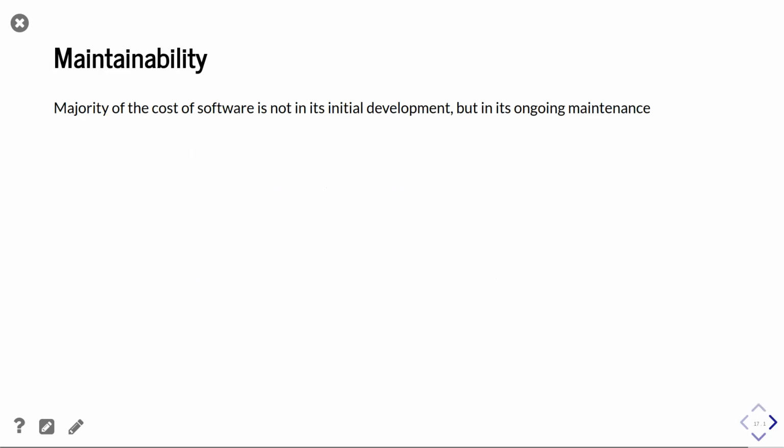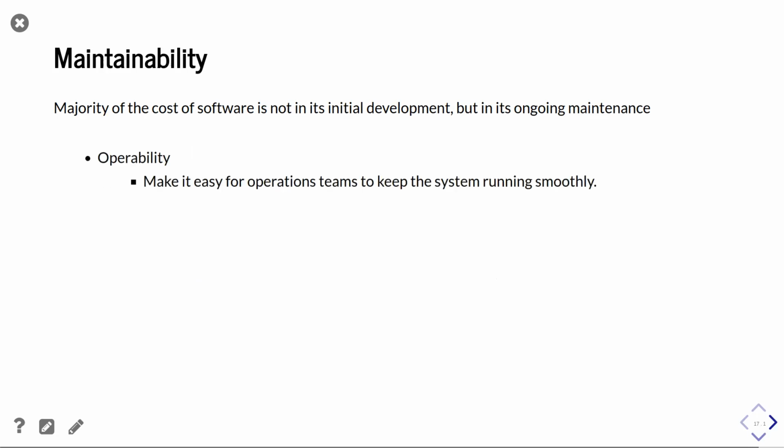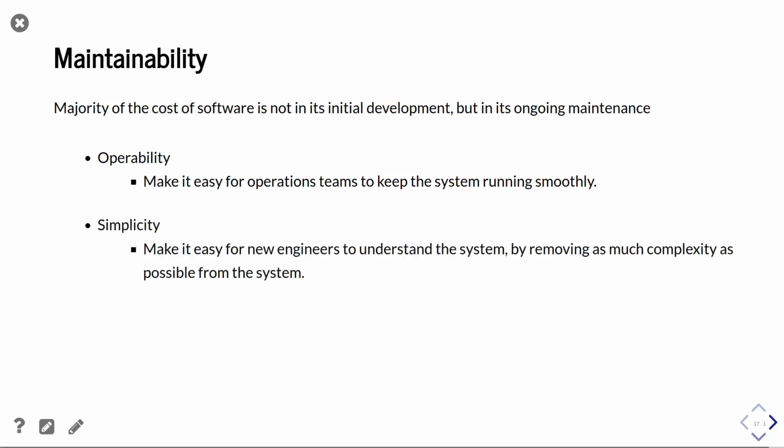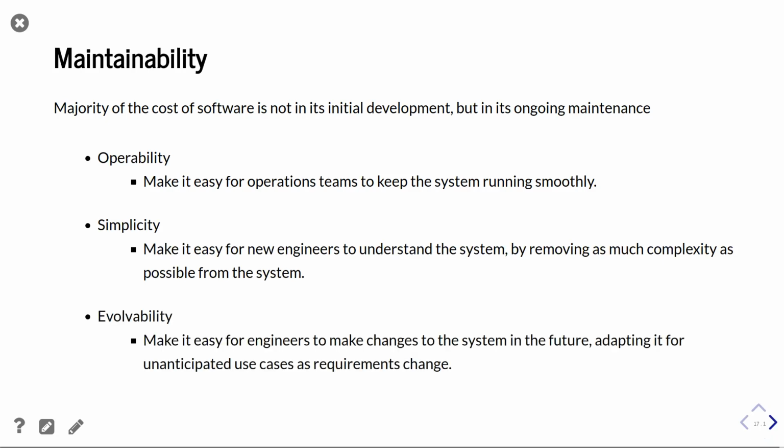And finally, we come to maintainability, which is about maintaining the software or the system that you build. The majority of the cost of software is not in its initial development, but in its ongoing maintenance. And 3 design principles need to be kept in mind when designing systems for maintainability: operability, making it easier for operations teams to keep the system running smoothly; simplicity, making it easy for engineers to understand the system; and evolvability, making it easy for engineers to make changes.